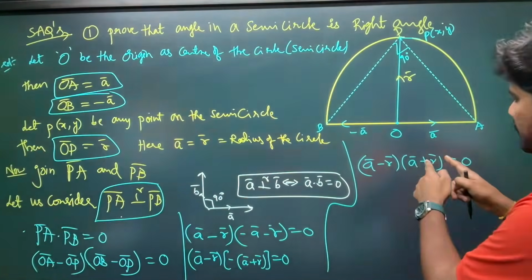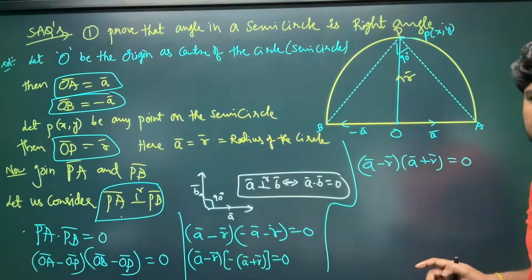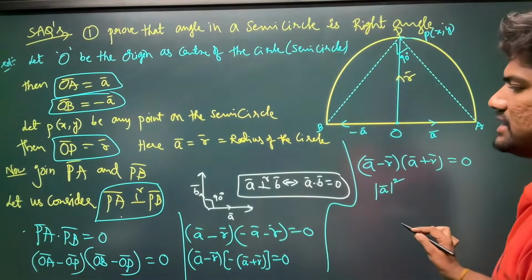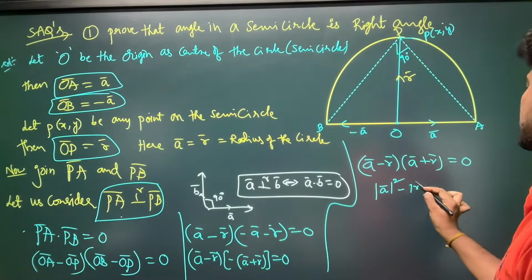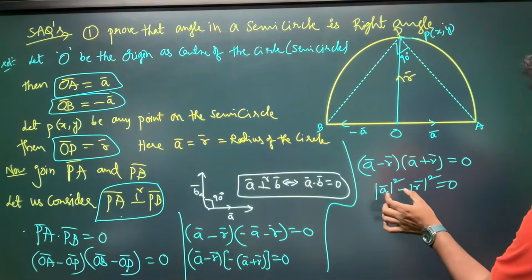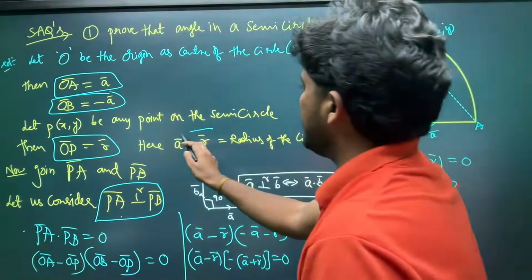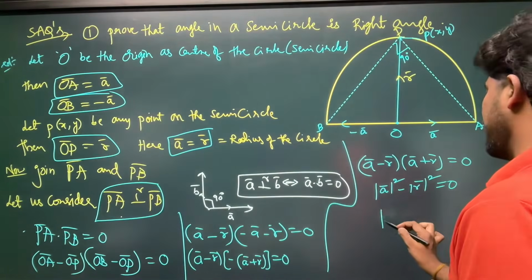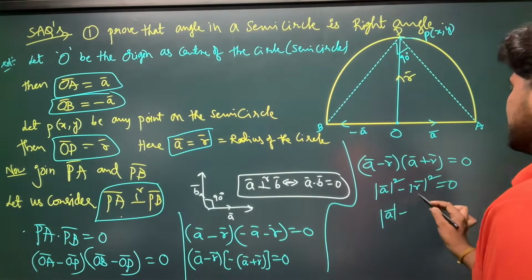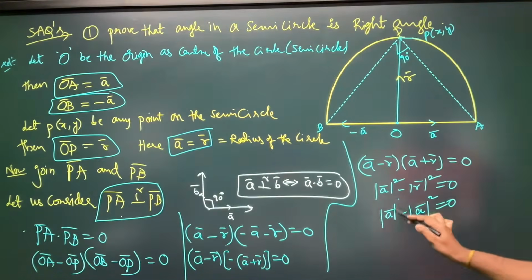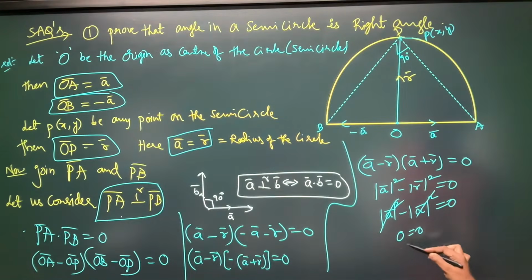So it is in the form of (A plus B) into (A minus B). What is (A plus B) into (A minus B)? A square minus B square. So we get mod A square minus mod R square, equal to 0. Since we have A bar equal to R bar, in place of R bar we write mod A bar, equal to 0. So mod A bar square cancels. Therefore we got 0 is equal to 0.